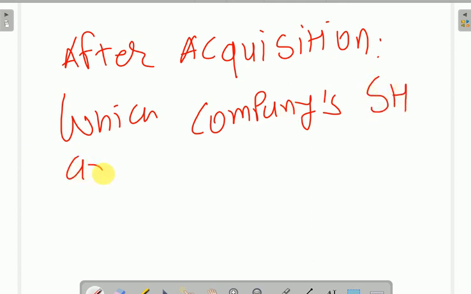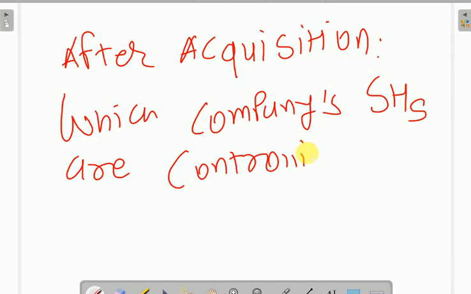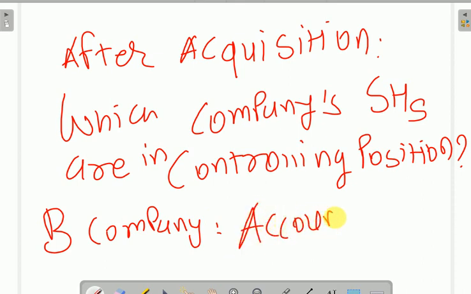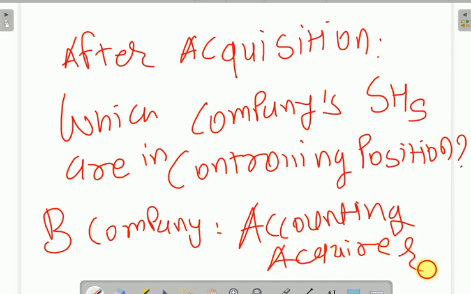Which company shareholders are in controlling position here? B company. So B company is the accounting acquirer. That is the accounting acquirer, the purchasing company, even though legally A is acquiring B.